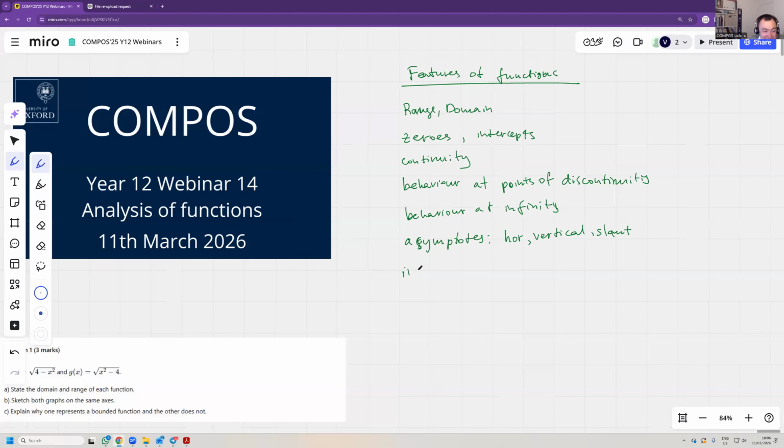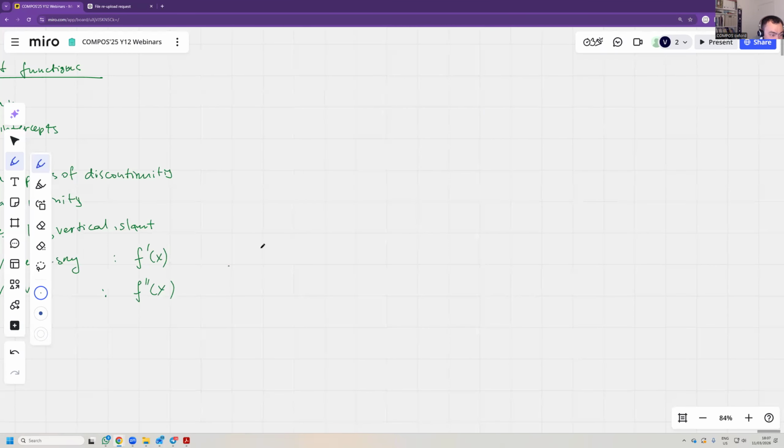Yes. So increasing or decreasing, and that's where you look at the derivative of the function. If the derivative is positive, then it's an increasing function. If the derivative is negative, it's a decreasing function. Then concave, convex, and this is where you're looking at the second derivative. So if the function is increasing, that means the first derivative is positive, and if the function is decreasing, the first derivative is negative.